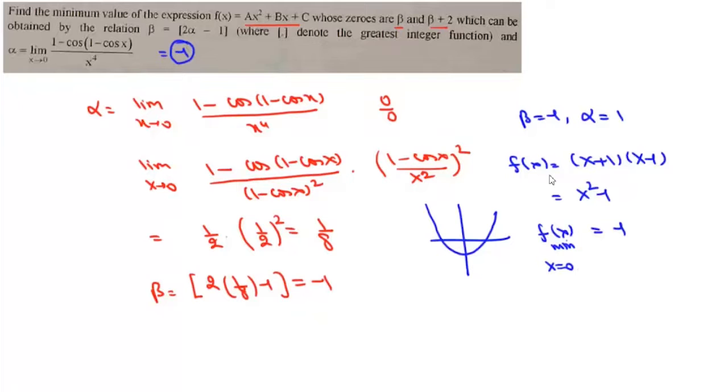And actually in this question it should have been a into x plus 1 into x minus 1, or it will be a x square minus 1, then it will be minus a. With minus a, this question doesn't make sense, so we are going along with this minus 1.